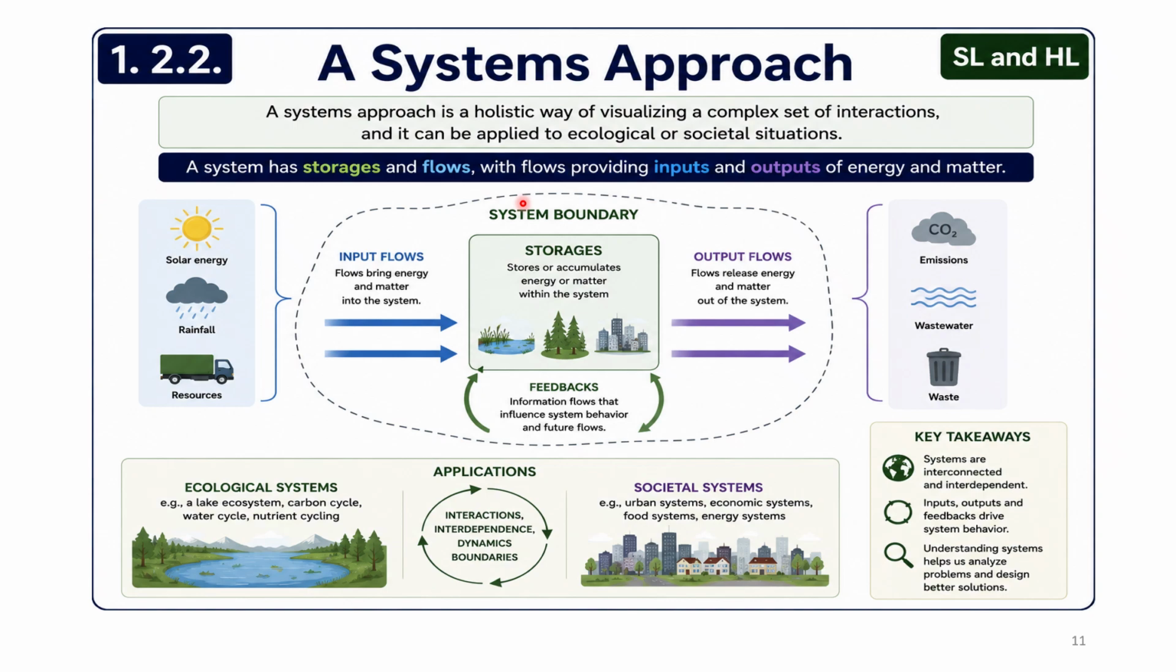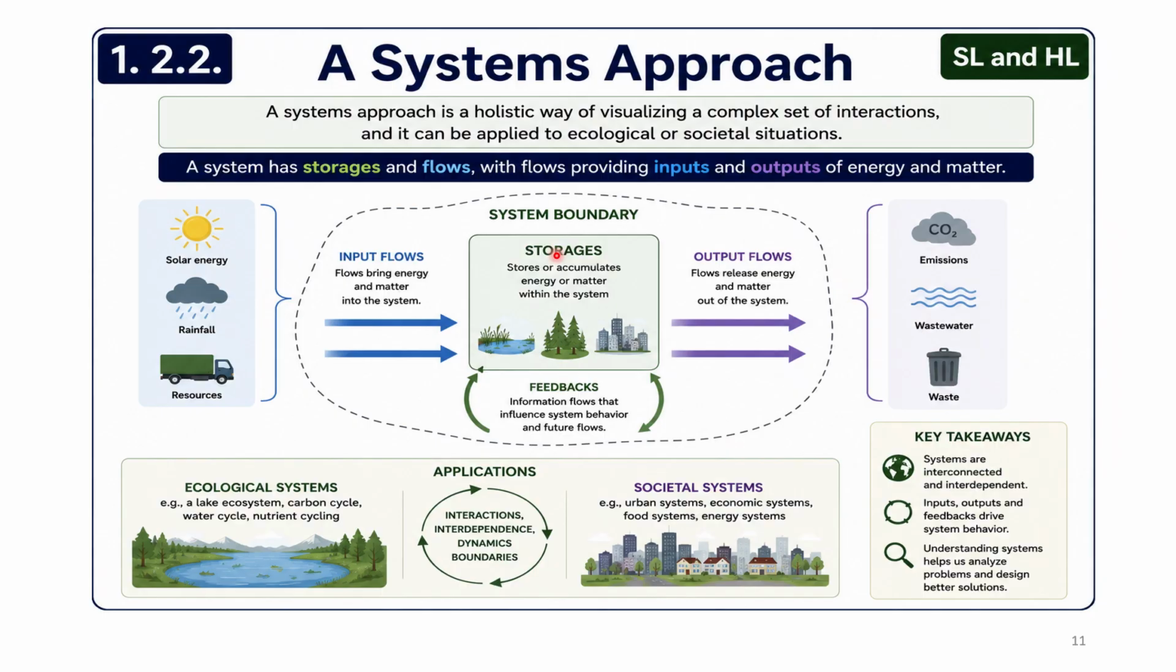Across this boundary, input flows bring energy and matter into the system. Examples include solar energy, rainfall, and natural resources. These inputs support the functioning and productivity of the system.